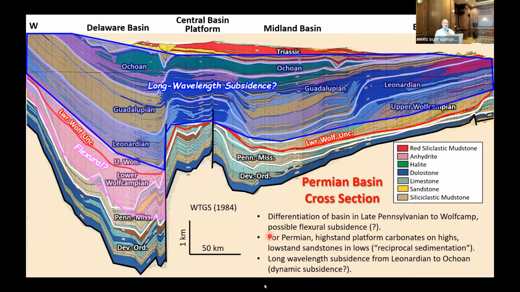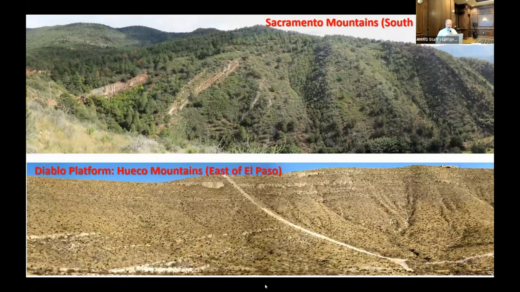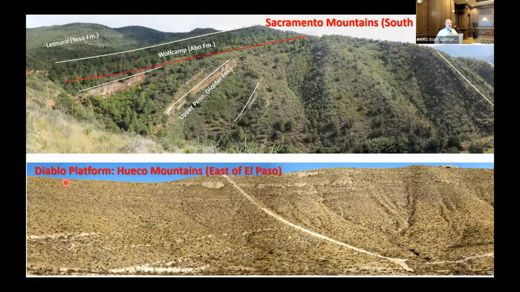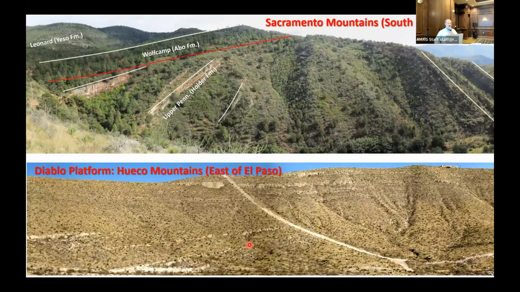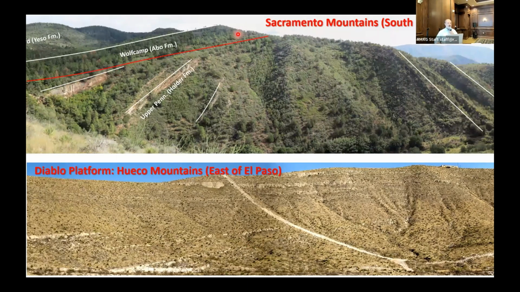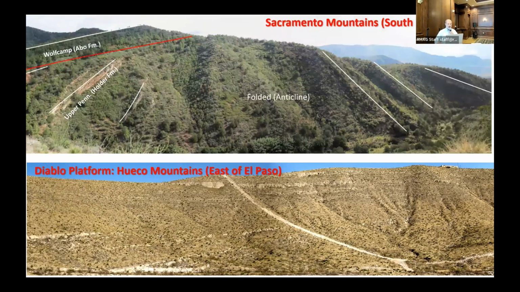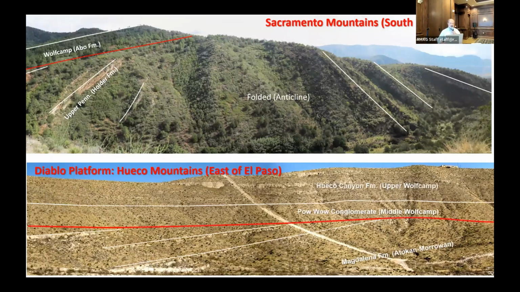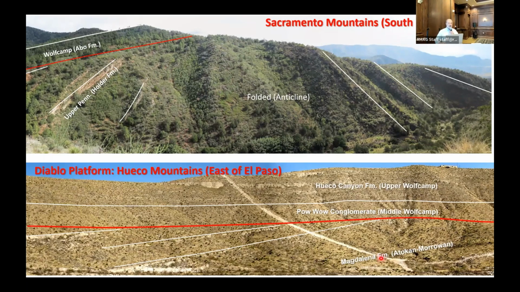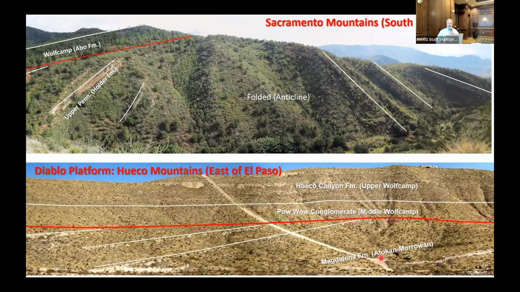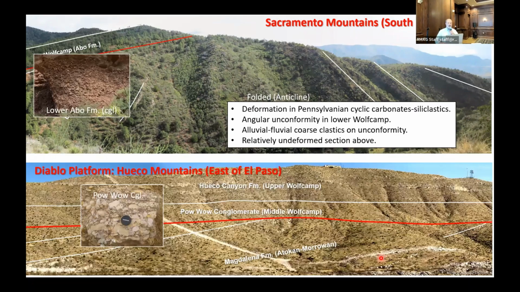And you can see this unconformity in outcrop. This is south of High Rolls in the Sacramentos. You have this anticline of the Holder, the sort of icehouse cycles being truncated by the Abo. And then in the Waco Mountains, you've got the Magdalena, which is lower Penn in age, being truncated underneath this middle Wolfcamp Powell conglomerate. And you see the synorogenic conglomerates developed on both with a variety of clast types, including some basement clasts.